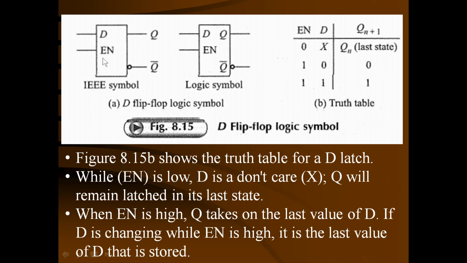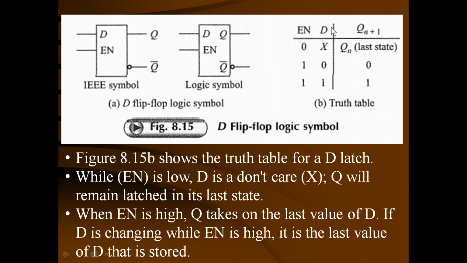So the IEEE symbol for the D latch is this. There are two inputs. One input is the data input D, and this is the enable input. In the IEEE symbol, both the inputs are written inside the box as D and EN, and the outputs, given by this line, and with the bubble on this line, Q and Q bar, are written outside the box. But for the logic symbol, all inputs and outputs are written inside the box only. This is the difference between the IEEE symbol and the logic symbol, remember. These are the logic symbol and IEEE symbol for the D type flip-flop.